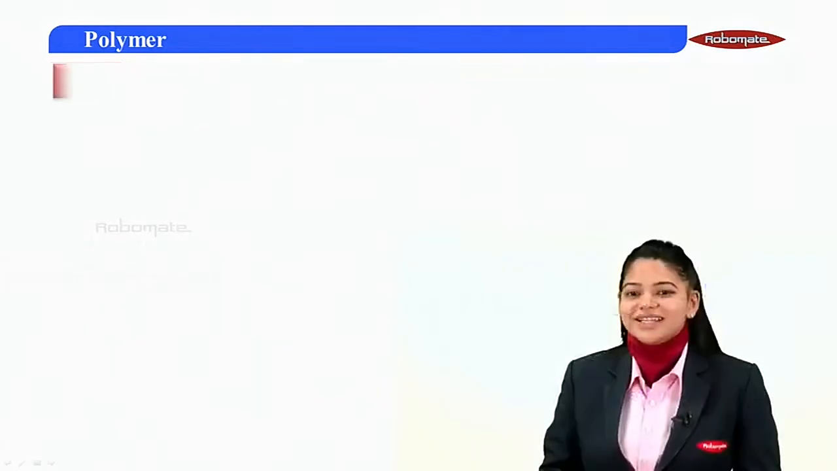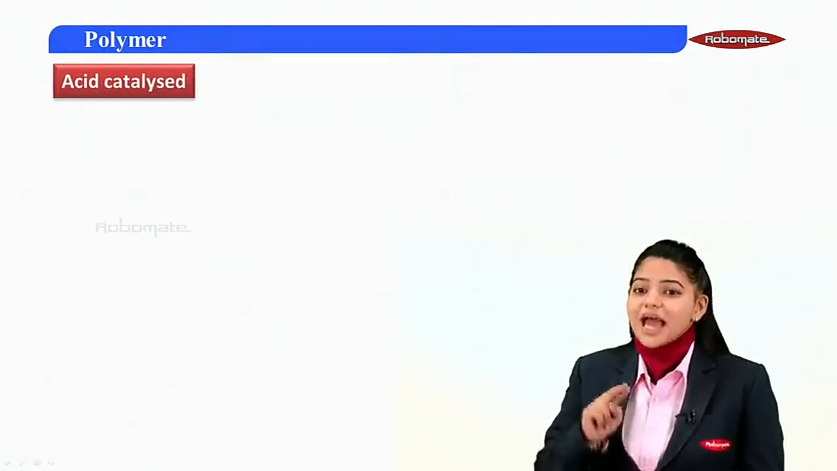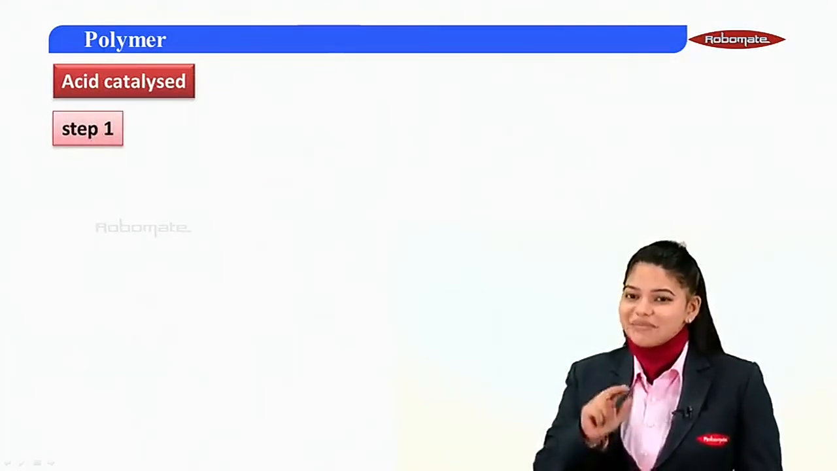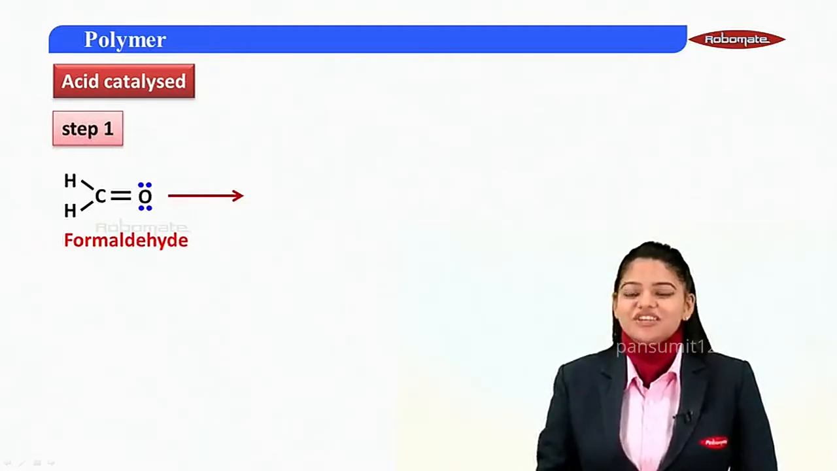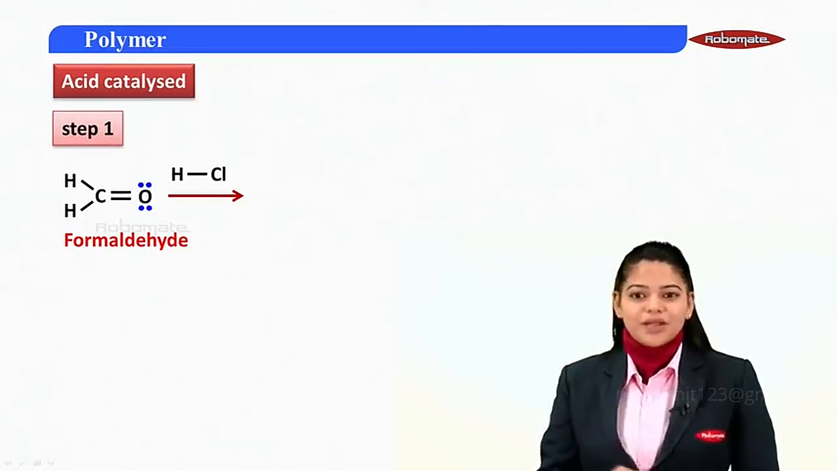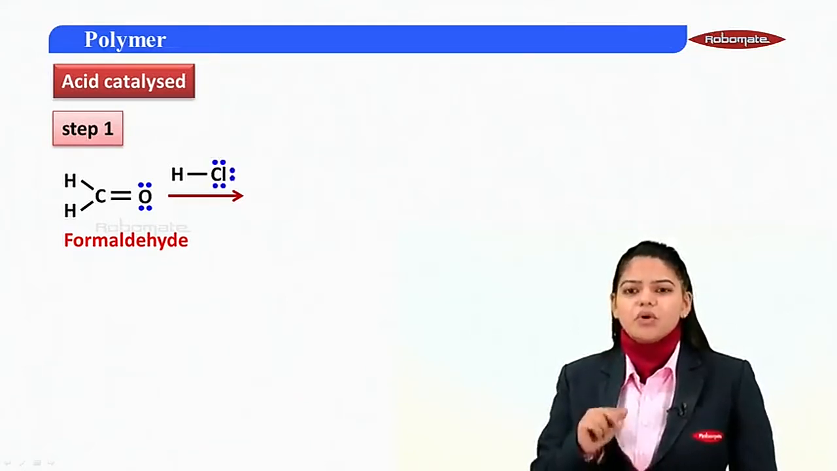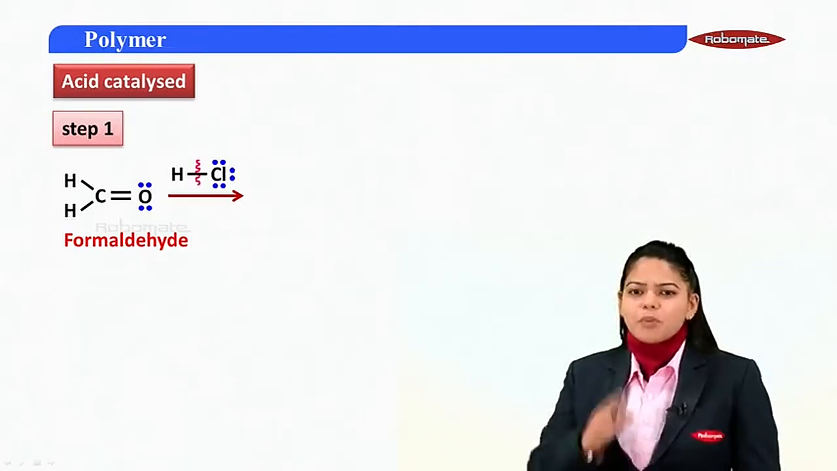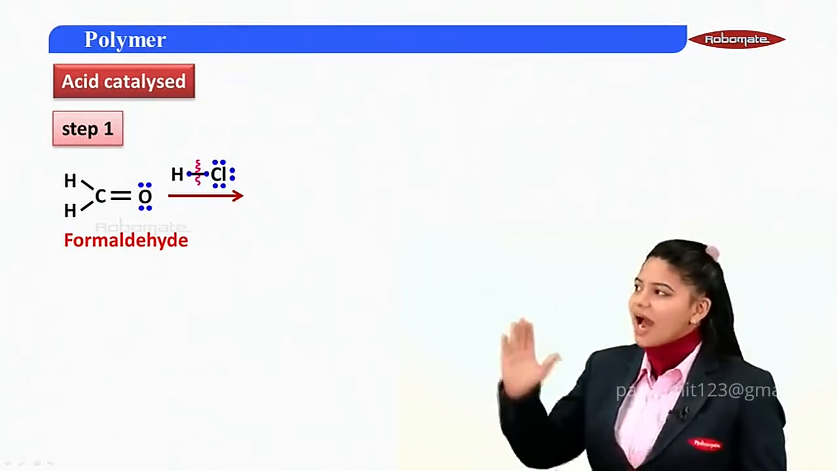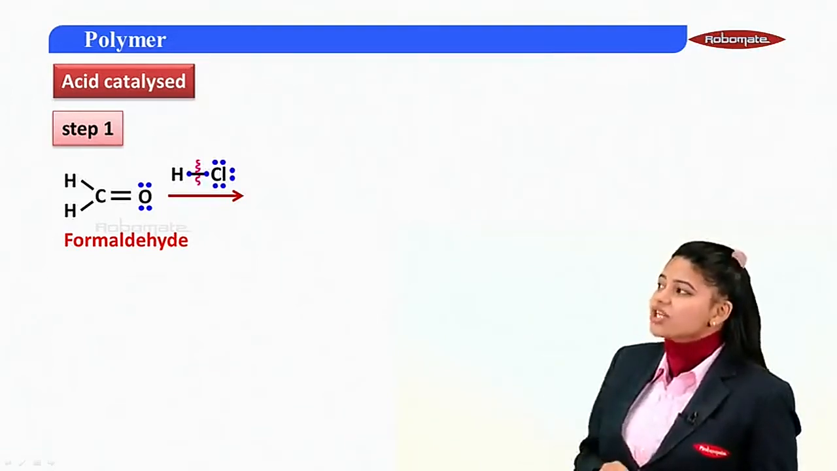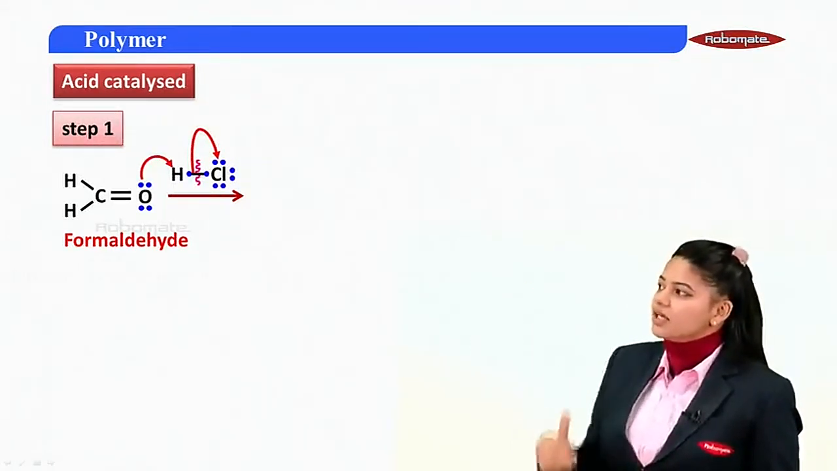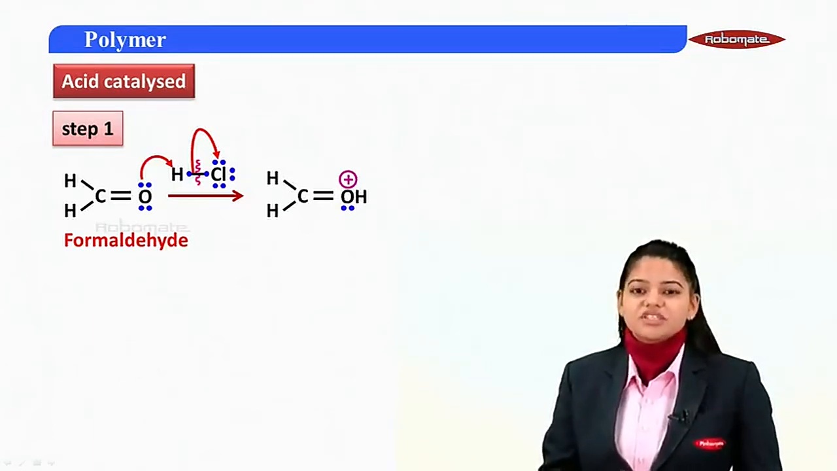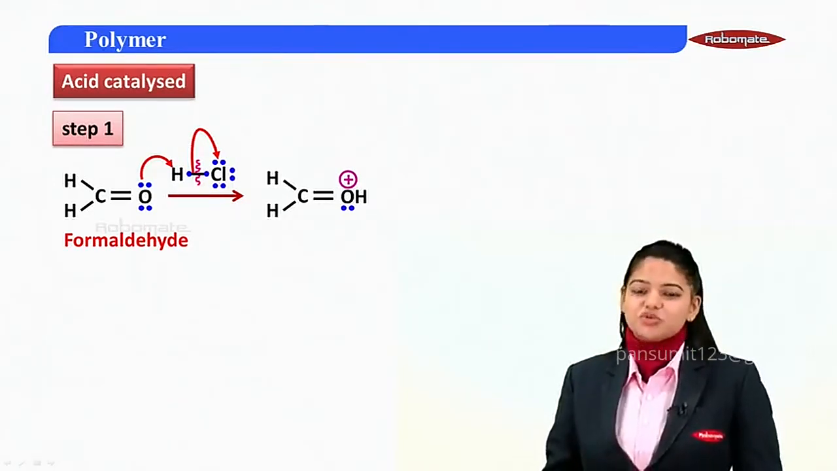Let's see the second method, that is the acid catalyzed reaction. In acid catalyzed, what do we take? Step 1 is formaldehyde. This formaldehyde on reaction with HCl, which is an acid, what will happen? The chlorine atom, being more electronegative than the hydrogen atom, pulls the electron from hydrogen and it dissociates, and the oxygen atom of the carbonyl group, which is more electronegative, will attack the hydrogen atom, giving us a structure with an OH carrying a positive charge and a double bond to CH2.